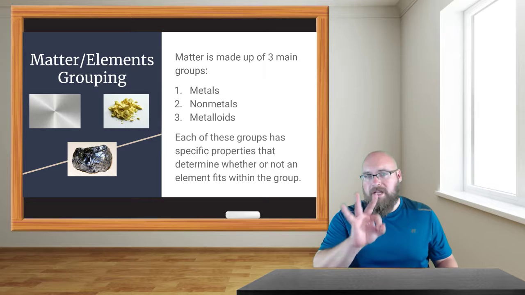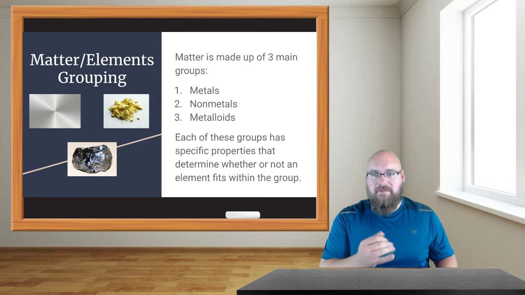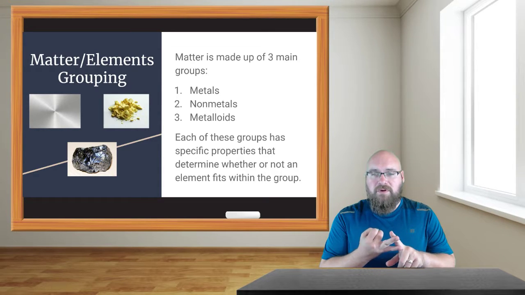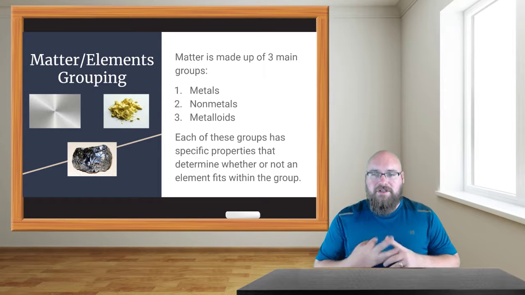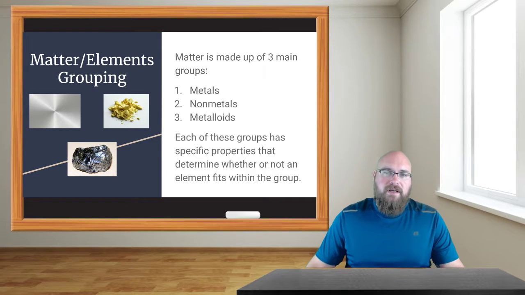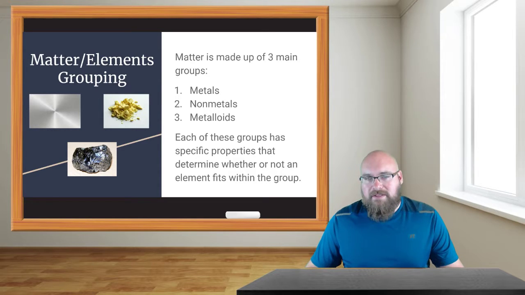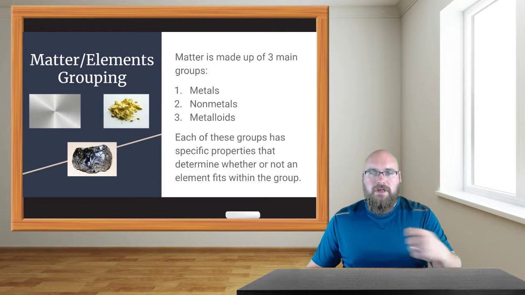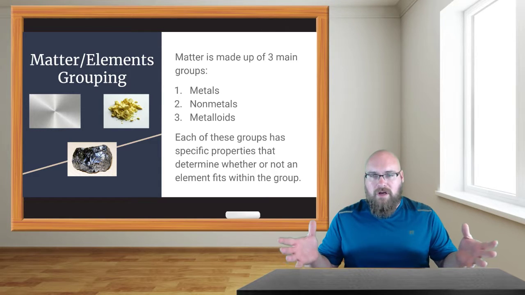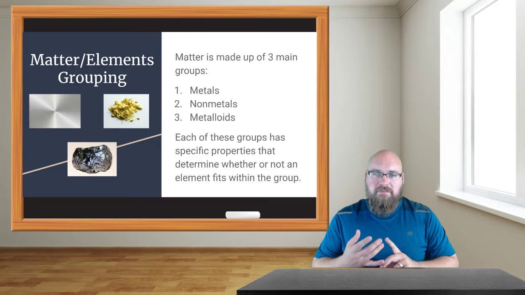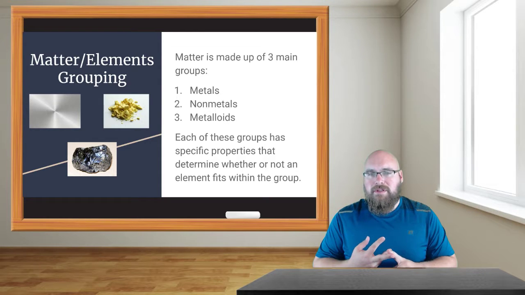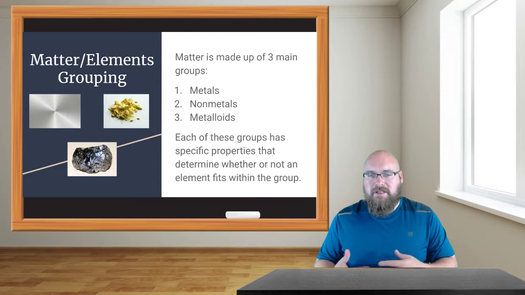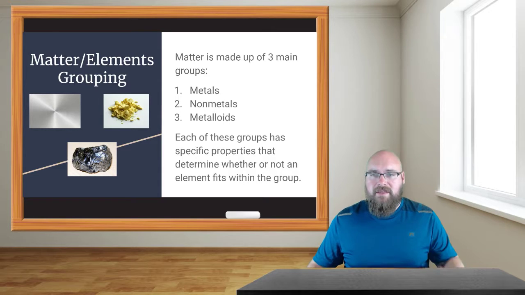So there are three main groups of elements. We have the metals, we have the nonmetals, and we have what are called the metalloids. Each of these groups have a specific set of properties that determines whether or not something can fit within these groups. So if you're a scientist out in the field and you run across something and you want to know, is this a metal, a nonmetal, or a metalloid, you can look at a certain number of properties to make that determination right there in the field.